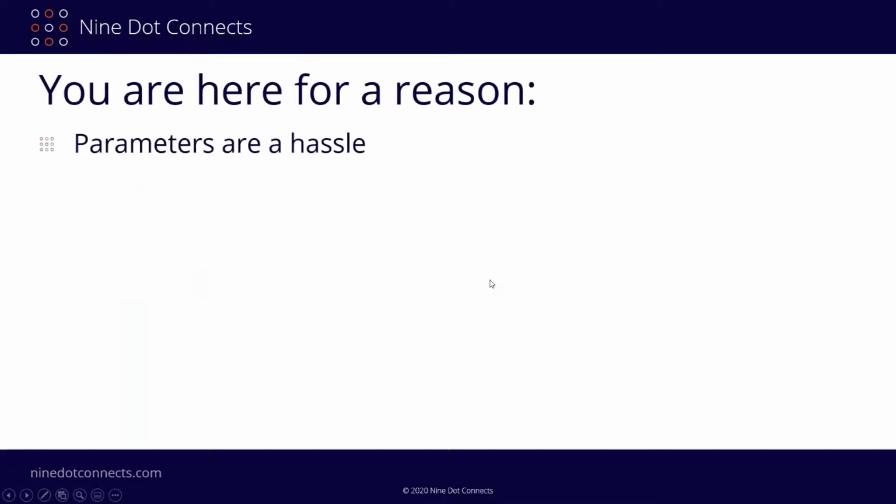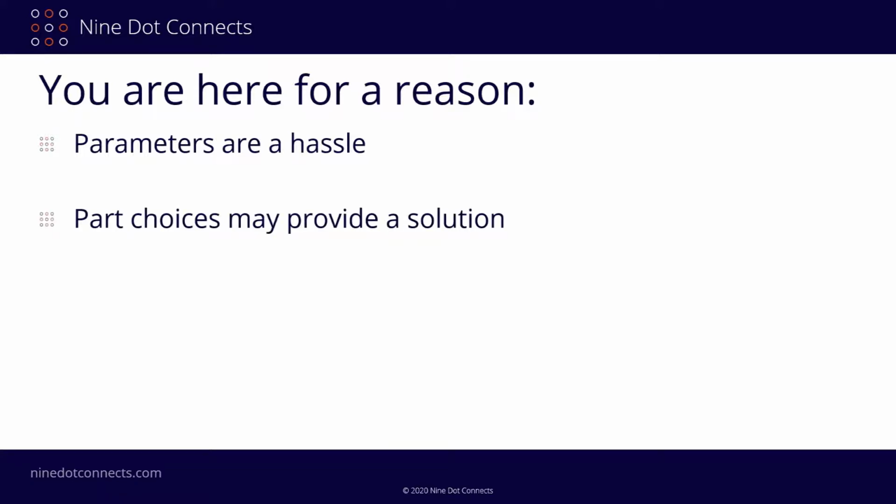So you are here for a reason, right? But let's face it, one of the biggest hassles of libraries are the parameters. They are really a hassle. I don't really care for that part. It's not as much fun as drawing the symbols and the footprints. And the part choices, hopefully you kind of see where they can play a role. It may not completely revolutionize your library, but hopefully make it a little more efficient for you to do your library stuff, and maybe even rethink the way you're doing some of your parameters.